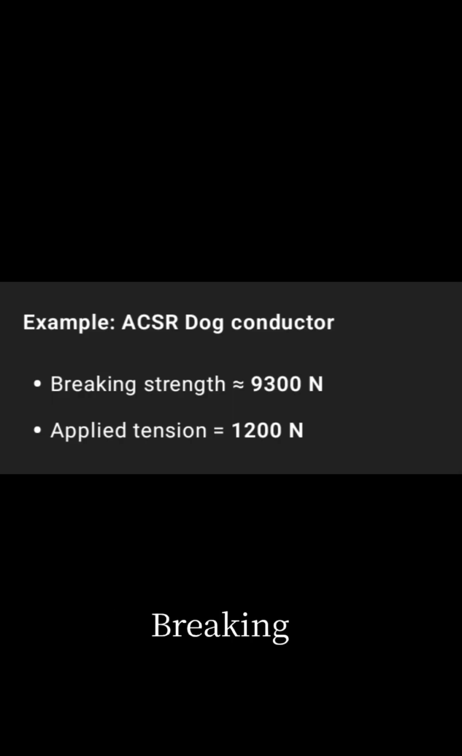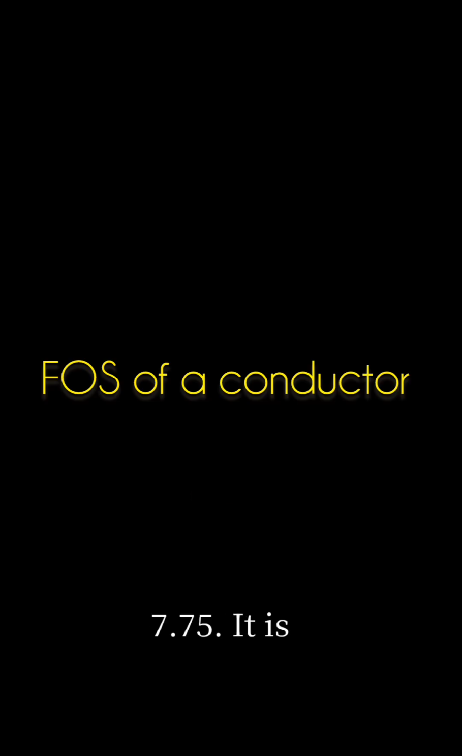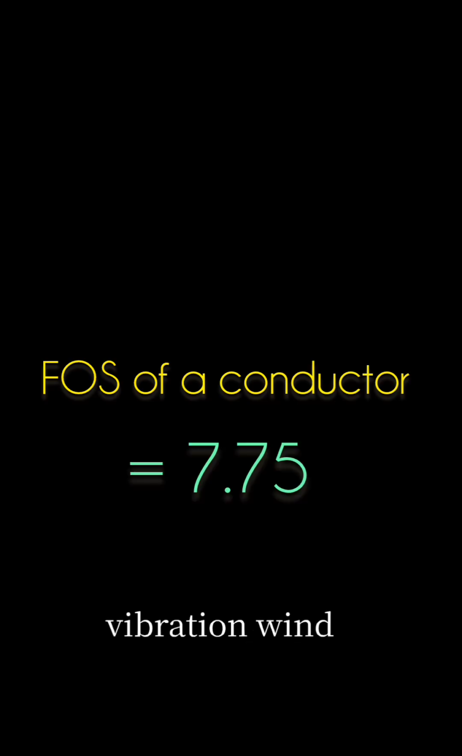But let's now calculate FOS for conductor tension. This depends upon the conductor breaking strength versus applied tension. Example, ACSR Dog conductor. Breaking strength is about 9300 Newton, whereas applied tension is about 1200 Newton. Thus, FOS of the conductor = 9300 / 1200 = 7.75. It is very safe, but only if vibration, wind and lightning do not strike it. But we need to care that our pole must not tilt.